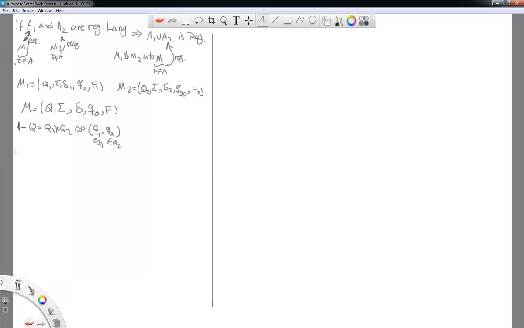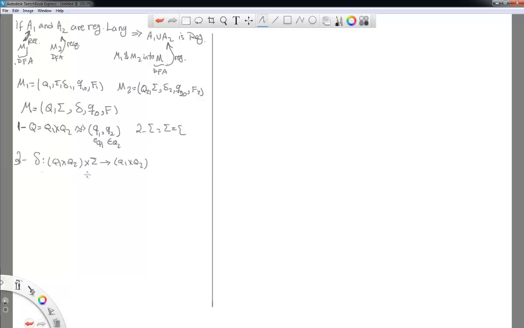Then I said let the alphabet of the two be the same, so sigma is equal to sigma, and I said if sigma 1 and sigma 2 were different, then I would basically take the union of the two. Then for the transition function, I said that now the delta will be from Q sub 1 cross Q sub 2 cross my alphabet sigma onto Q sub 1 cross Q sub 2, right? So I take a pair of states, one from the first machine, one from the second machine. I pass the alphabet to both of them, and I come up with a new pair of states, one from the first machine and one from the second machine.